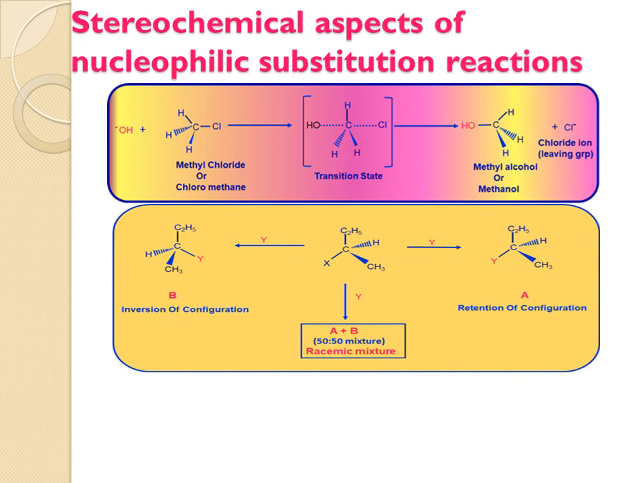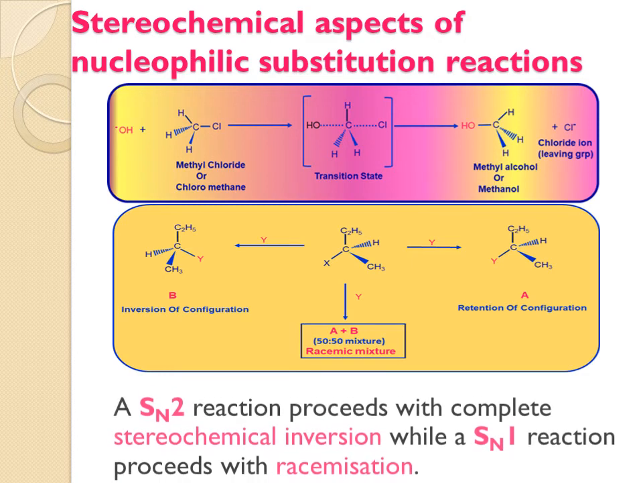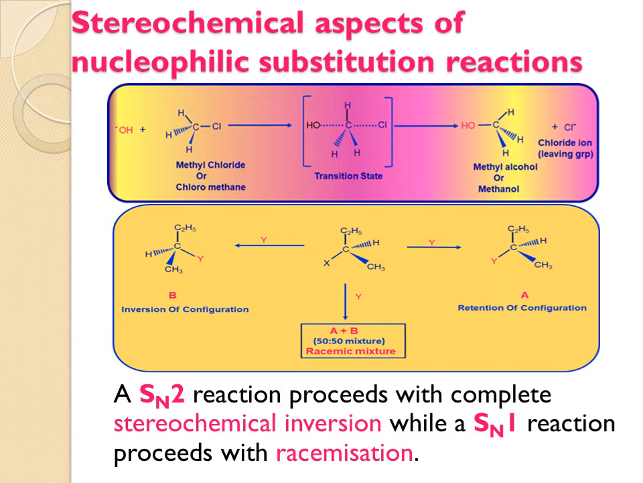whereas in case of SN1 reaction, we can see it occurs through the formation of carbocation, so there are chances of inversion as well as retention of configuration, and hence a 50-50 ratio of mixture is available, which is known as racemic mixture. We can say an SN2 reaction proceeds with complete stereochemical inversion, while an SN1 reaction proceeds with racemization.